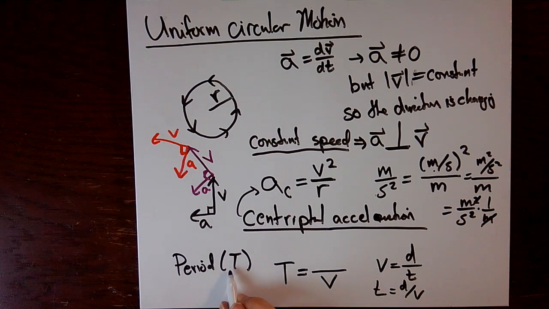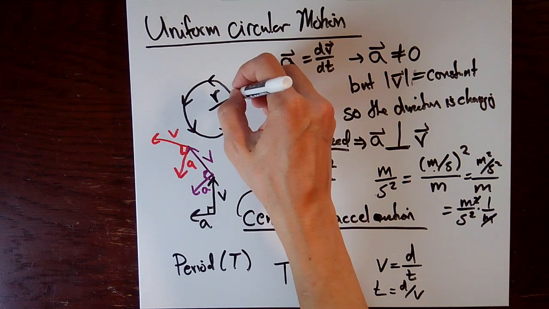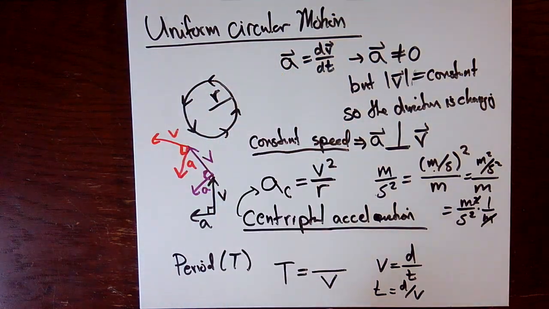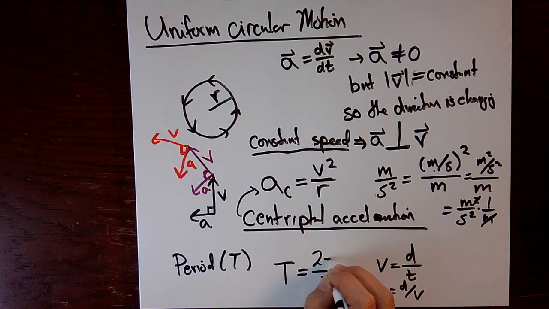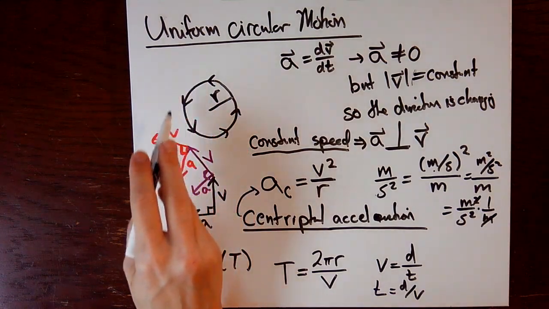This is a time, a period, divided by our velocity. And the distance is going to be all the way around the circle, or the circumference of the circle, which is 2 pi r. And we can make sure this makes sense. If the radius is bigger, that is, we've got a bigger circle, r will be bigger, so the period will be bigger. It will take us a longer time to go around a bigger circle.